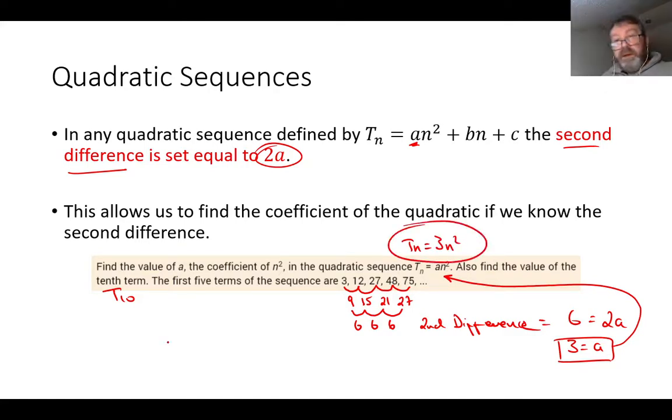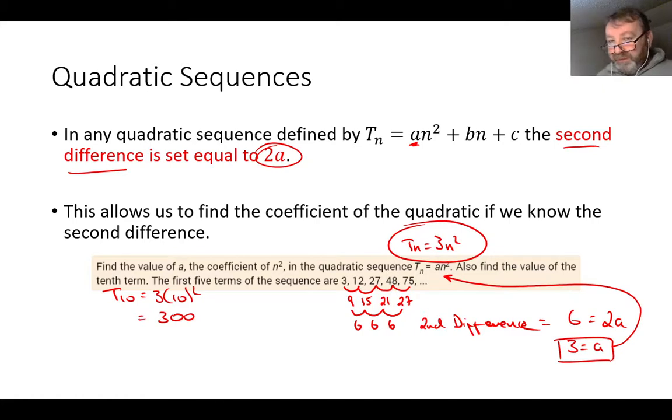And how does that help me? Well, look at what they asked me to do. Also find the value of the 10th term. I can't find t of 10 until I know t of n. And if t of n is 3n squared, then t of 10 is nothing more than 3 times 10 squared, which works out as 300. So that's how you tackle that question. Quite easy, but just keep in mind for a quadratic sequence, it's the second difference we're looking for.